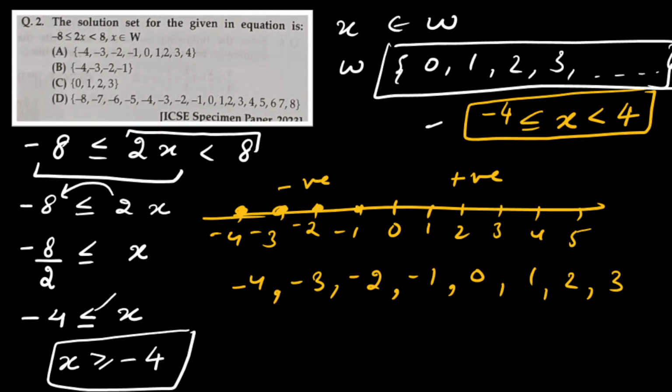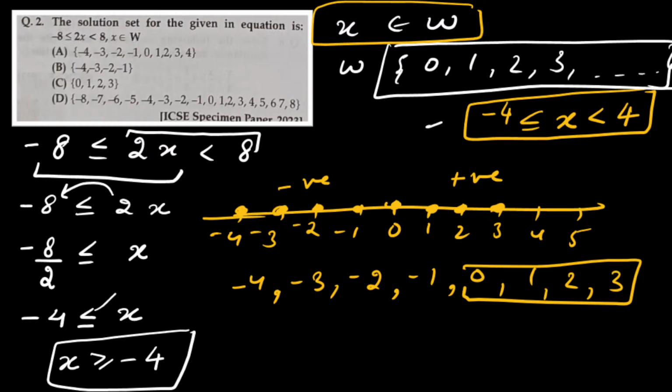So these are the values, but these are not the values of the solution. Solution has only those numbers which are whole numbers. So which are whole numbers? These are the whole numbers. So here our solution set is 0, 1, 2, 3. So this is the answer, which is option C. Very good. Many of you have already given the answer option C.